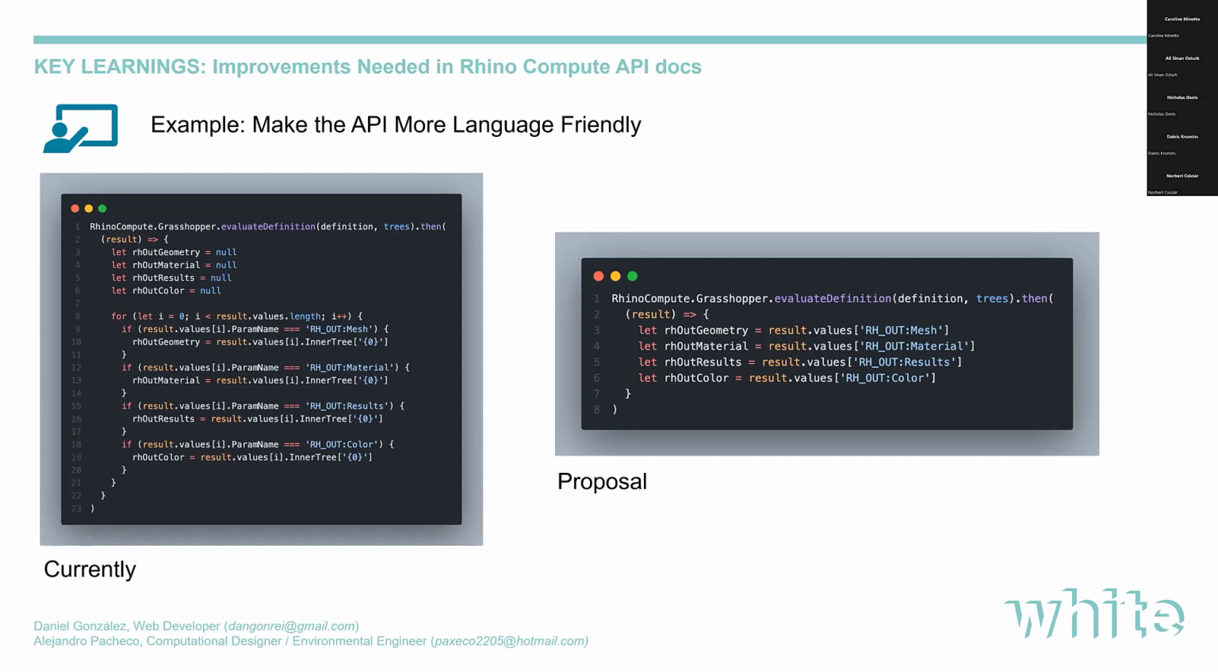I guess this comes from the SDK being compatible with multiple languages, and maybe this is normal in other languages. But again, in JavaScript, I would expect to be able to do something like what you can see on the right-hand side, where you get the result, and the result has a property named values, and then you just access each of the values by the name without having to iterate or do things like that. So yeah, that's what I meant by making the API a bit more language friendly.